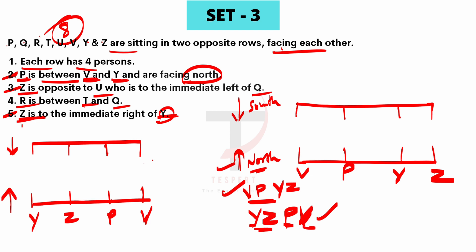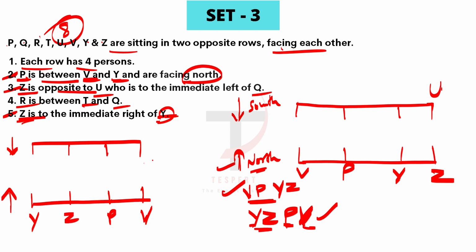So Z is opposite to U, who is to the immediate left of Q. So Z is opposite to U. So in the first case, Z is opposite to U. So U must be here. U must come here. And in the second case, U must come here, because U is opposite to Z.